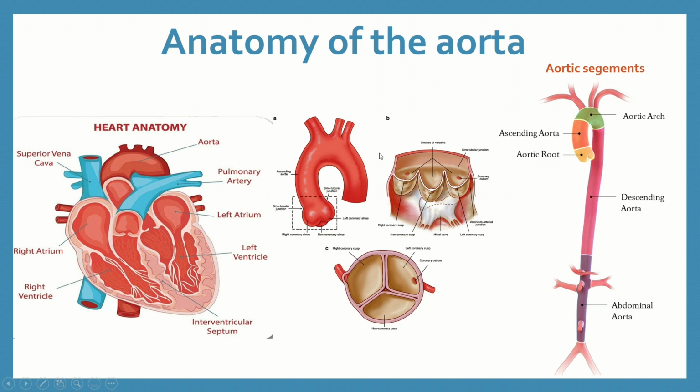So this is the aortic valve, which has three cusps, and these cusps make the three sinuses, which are called the sinus of Valsalva. And here we have the origination of the right and the left coronary vessels.